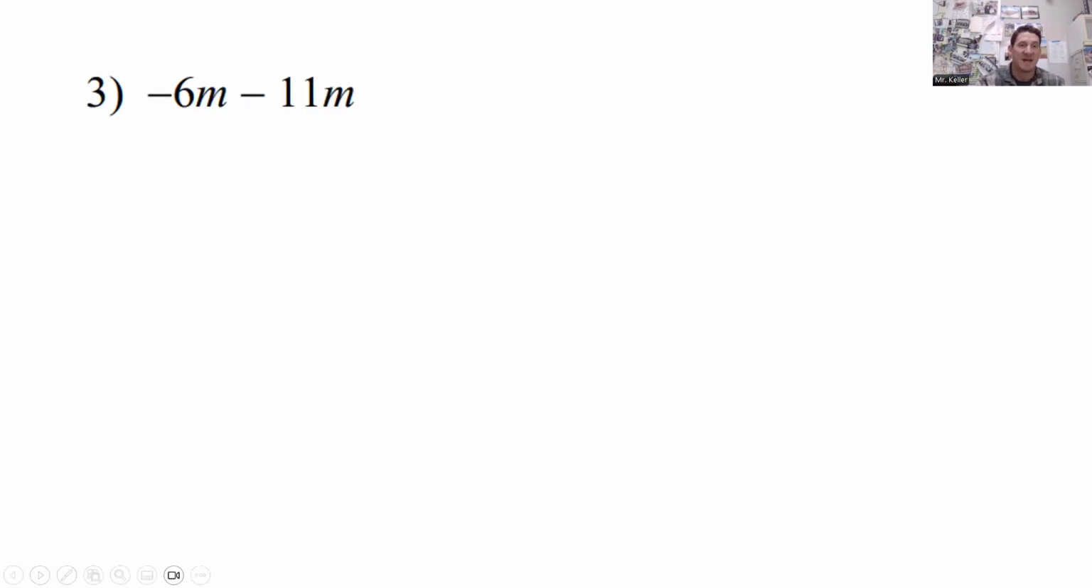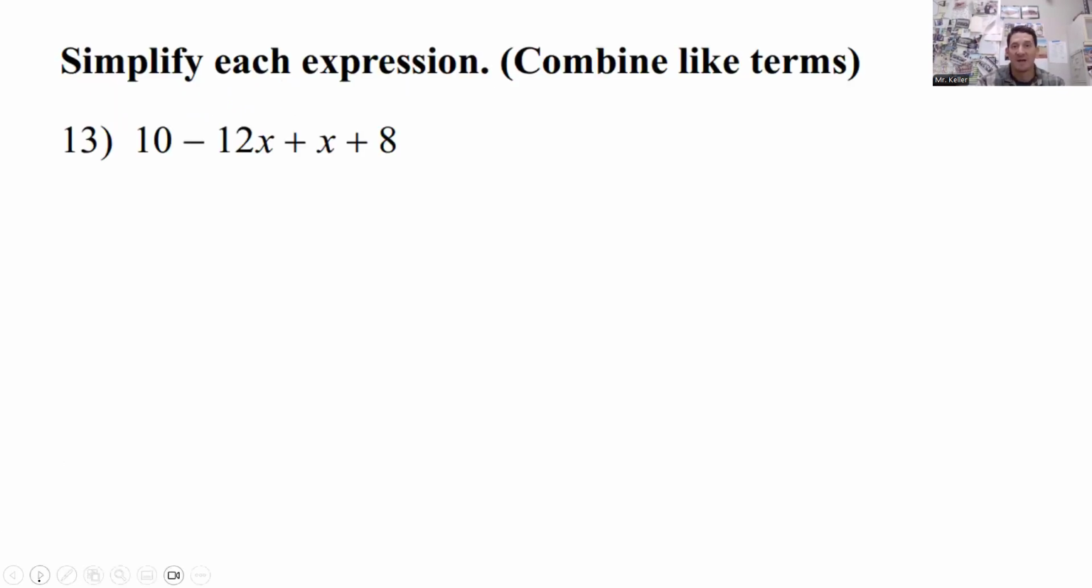Here, negative 6m minus 11m. So just be careful with your negatives. Negative 6 minus 11 is negative 17m, right? We'll get more complicated where we have more than one like term. What we need to be careful with here is paying attention to which term the negative belongs to. So we have two sets of like terms.